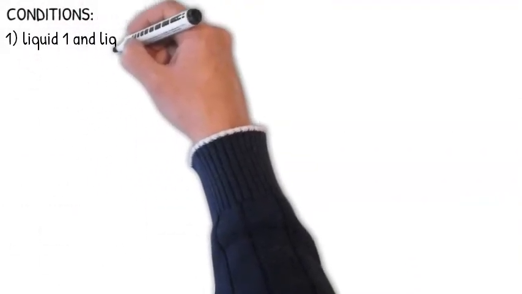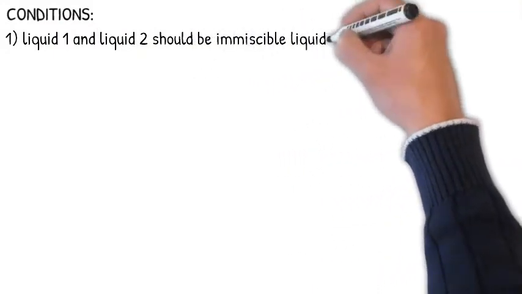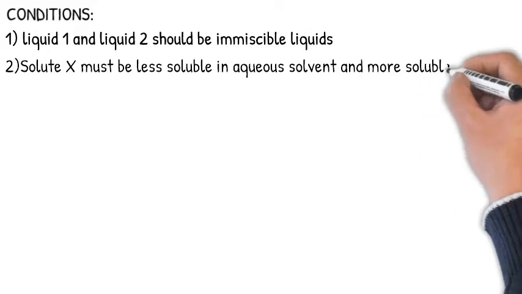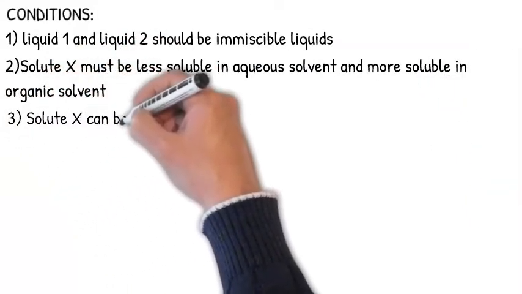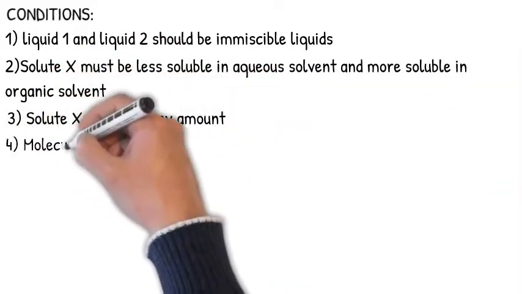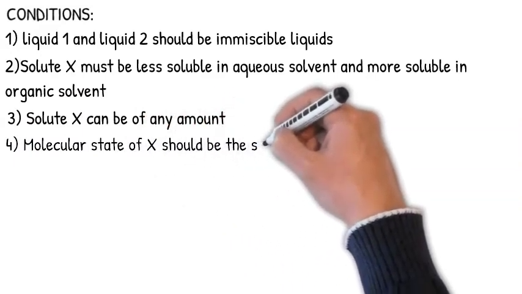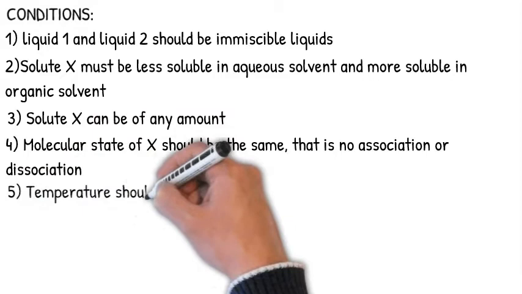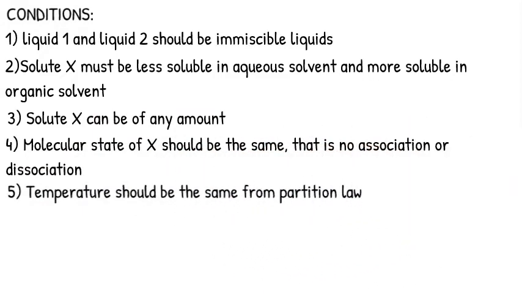Conditions. Liquid 1 and liquid 2 should be immiscible liquids. Solute X must be less soluble in the aqueous solvent and more soluble in the organic solvent. Solute X can be of any amount. The molecular state of X should be the same, that is, no association or dissociation. Temperature should be the same, from the partition law.